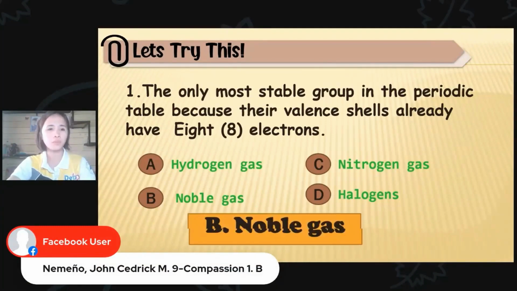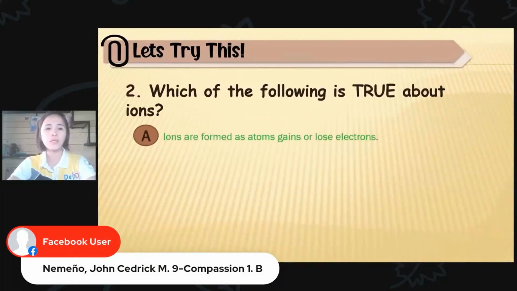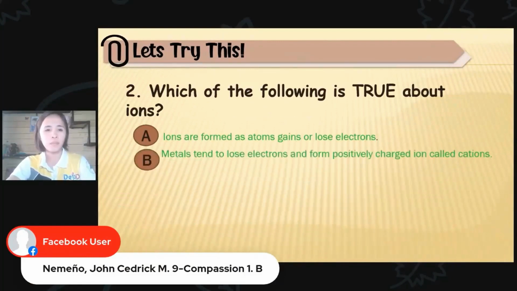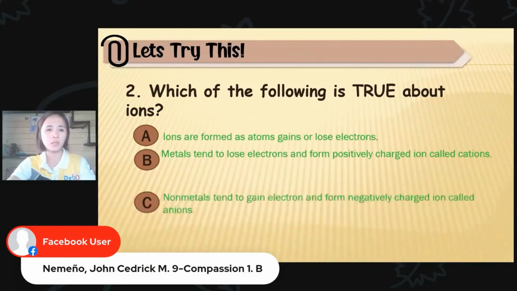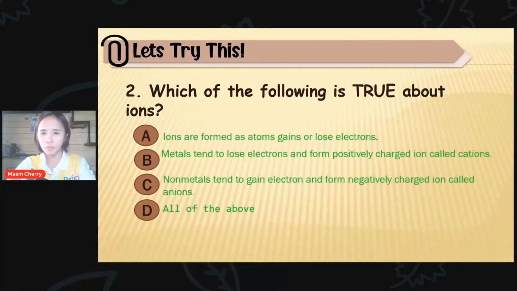For number 2. Which of the following is true about ions? A. Ions are formed as atoms gain or lose an electron. B. Metals tend to lose electrons and form positively charged ions called cations. Letter C. Non-metals tend to gain electrons and form negatively charged ions called anions. D. All of the above. What is the correct answer?